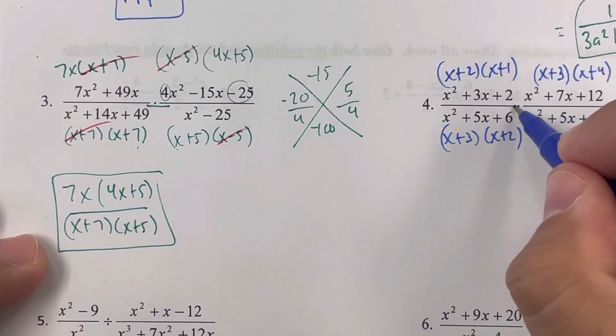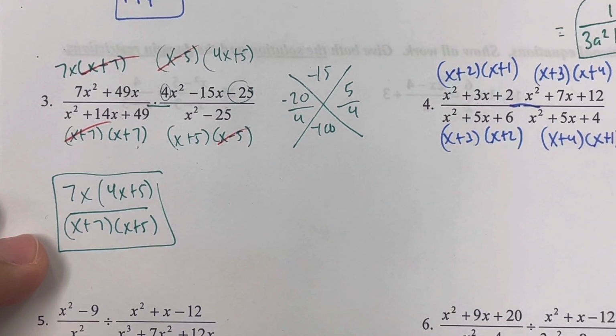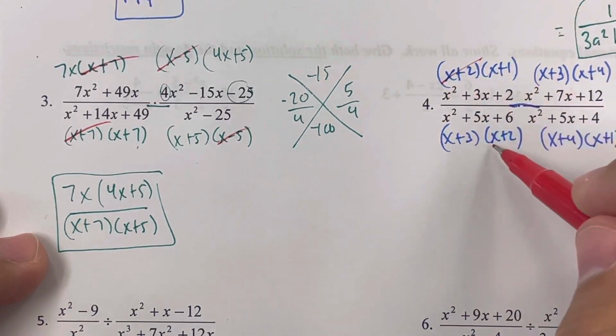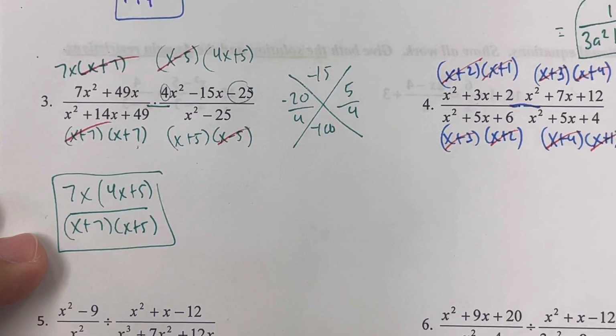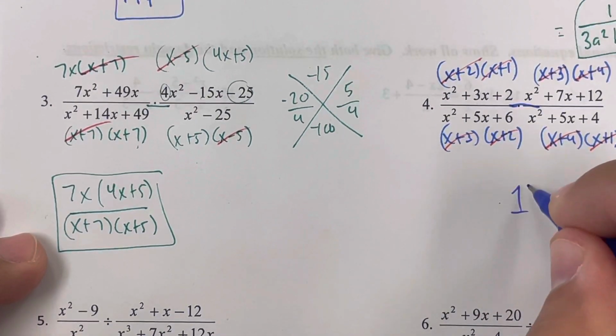All right, so let's see what we have common on the top and the bottom. So I see x plus 2, I see x plus 1, x plus 3, and x plus 4. So everything canceled out, so therefore my remaining answer should be just the value of 1.